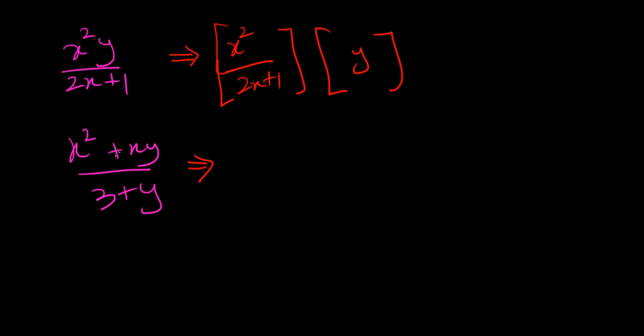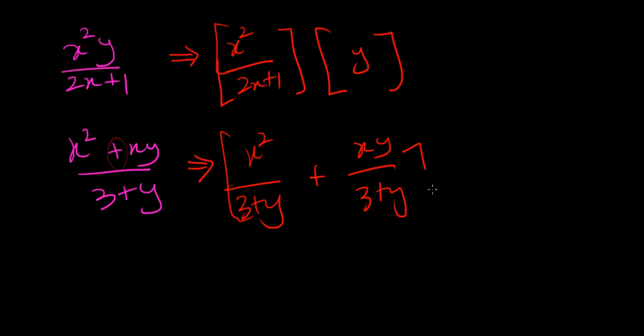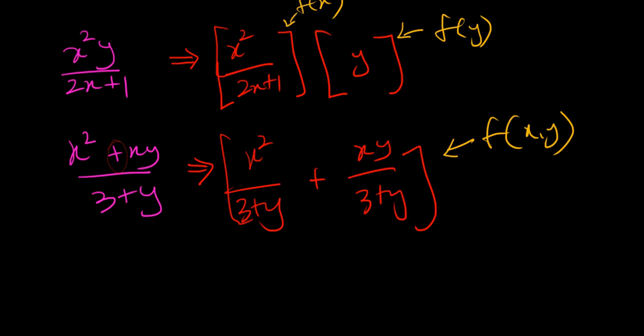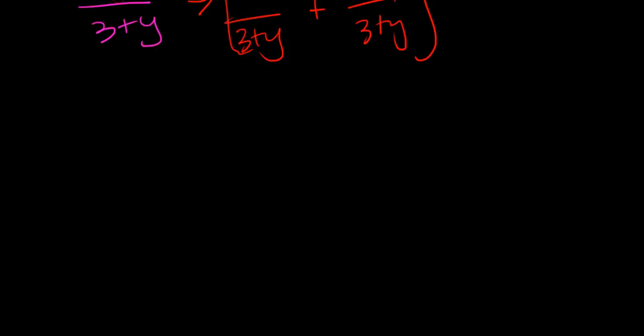And then for this one, whenever you see a plus symbol, it's hard for you to separate. So you will get xy over 3 plus y. This is a y function, this is an x function, but this is a function of x and y. So you didn't properly separate it, you only partially separated it. Whenever you see plus, it's harder to separate, so you have to use a different method.